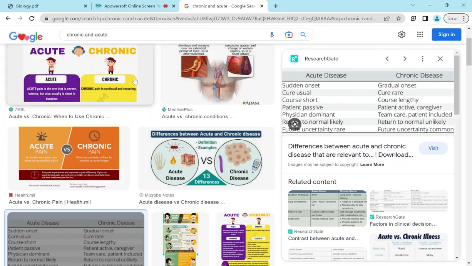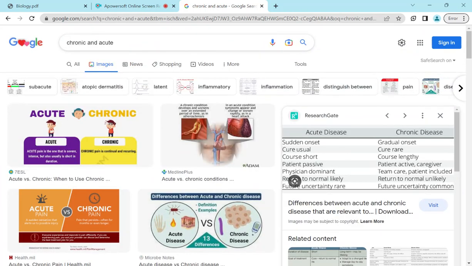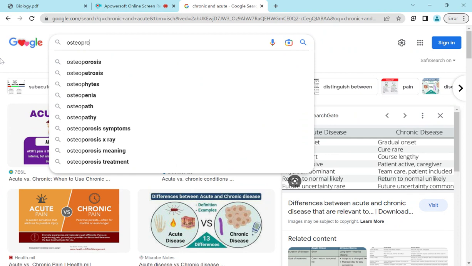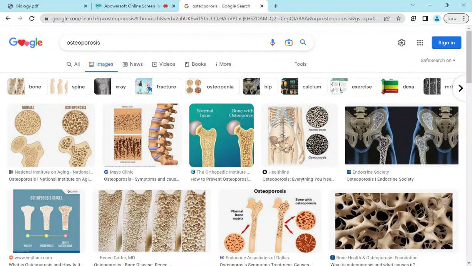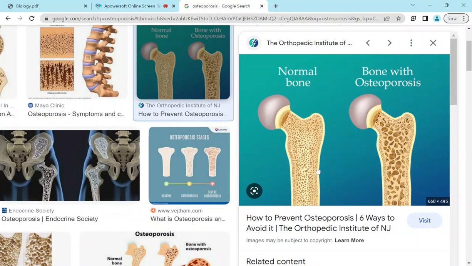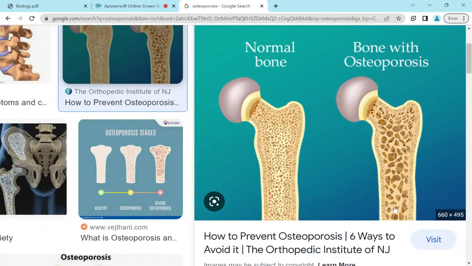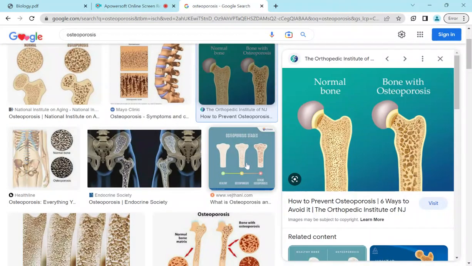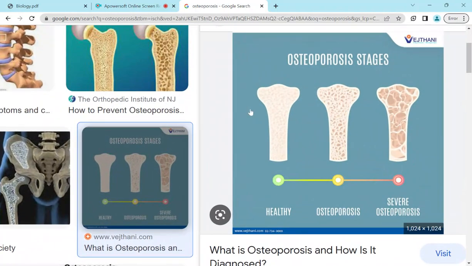Very important for you to know. Osteoporosis. Now, in this, what happens is basically that your bone density decreases. For example, this is a normal bone. See, it's so dense, and this is a bone with osteoporosis. There are so many pores in it. You can see the stages. This is a healthy bone, then this is osteoporosis, then this is severe osteoporosis.